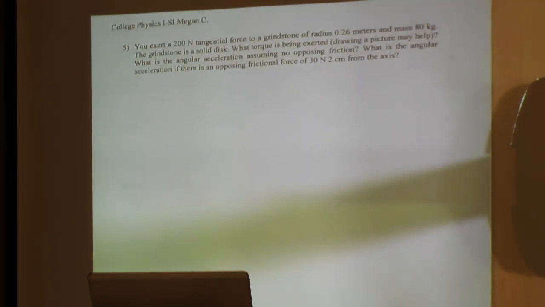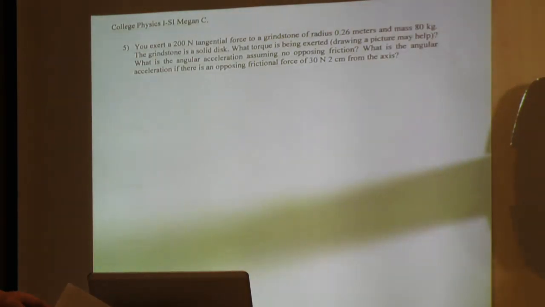All right, so this next problem, you're going to exert a 200 Newton force that is at a tangent to a grindstone of radius 0.26 meters and mass of 80 kilograms. The grindstone is a solid disc. So if we see something that's like, oh, it's a solid disc, or a hoop or something like that, what do you think that we're dealing with? Inertia, yeah, the moment of inertia.